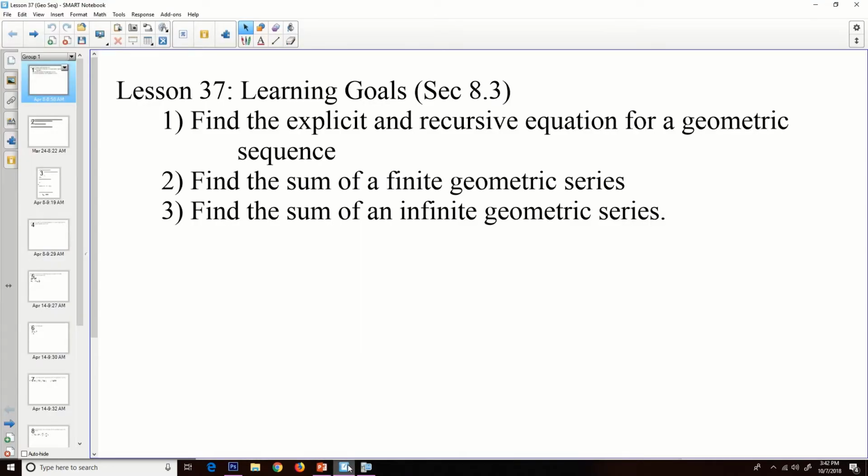Today we are going to be talking about the explicit and recursive definition for equations of a geometric sequence and series. We're going to find the sum of both finite geometric series and the sum of infinite geometric series if all of the conditions are met. So let's talk about some definitions.